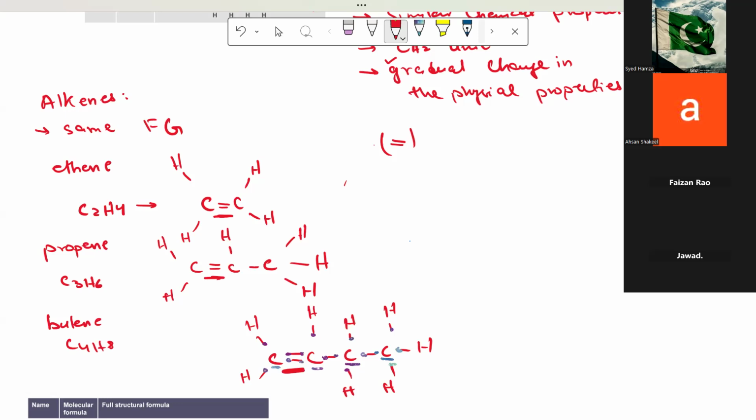Second point हमारे पास क्या था? They are all going to have similar chemical properties, right? Now इसका मतलब क्या है कि all of these molecules, ethene, propene, butene, and further down, they are going to react in a similar manner.